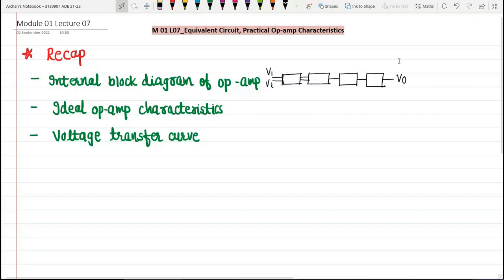To get the desired gain, multi-stage amplifiers are used. Then we have gone through the ideal operational amplifier characteristics. We have seen the ideal values of different characteristics like input impedance, output impedance, bandwidth, what the value of power supply rejection ratio should be, what the value of common mode rejection ratio should be, etc. And then we have gone through the voltage transfer curve.